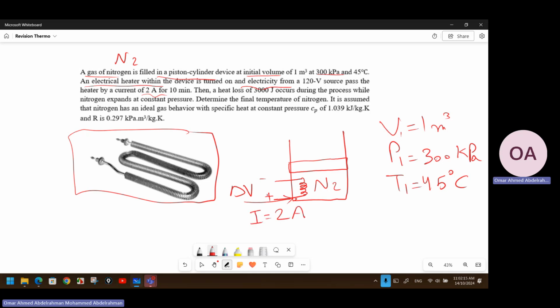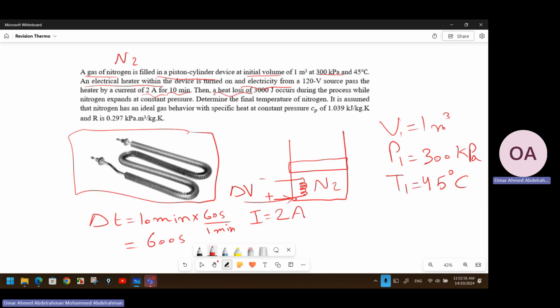Okay, when the current passes through the heater, it will heat the heater because the current will release heat, and this heat will be transferred to the nitrogen. So it will increase the temperature of the nitrogen. Okay, so we will predict that the temperature of the nitrogen will increase. Okay, and this current will pass for a period of 10 minutes. Okay, so delta t is 10 minutes. Usually we deal with seconds, so multiply by 60 seconds over 1 minute. We'll get that the time is 600 seconds.